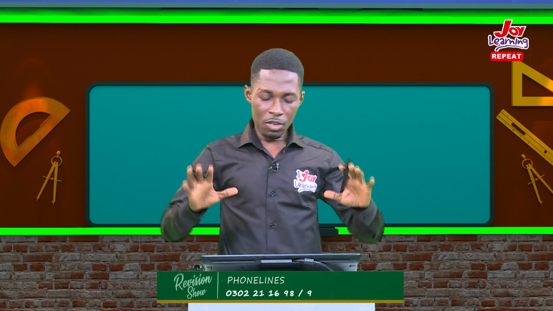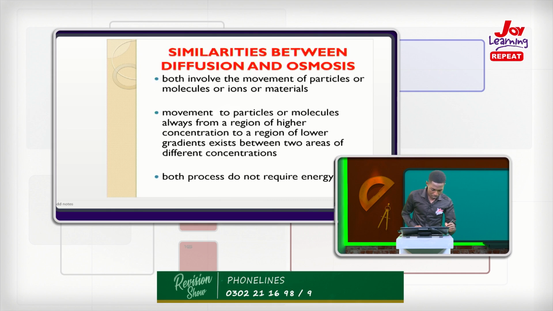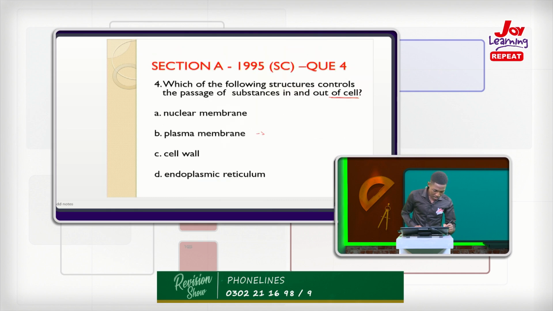You're welcome. So, my students, let's go to some section B questions and study how they are asked in WASSCE. If you can call in, fine. If you can't, I'm just going to give you the trick. Now you are going to draw and label a typical plant cell as seen through the microscope. Then give 3 functions of a labeled organelle.